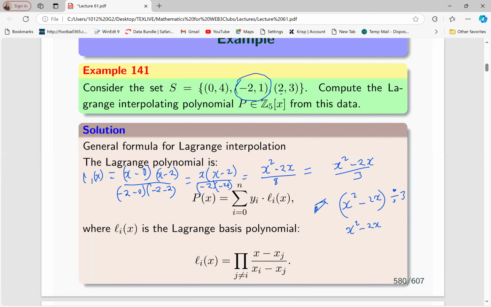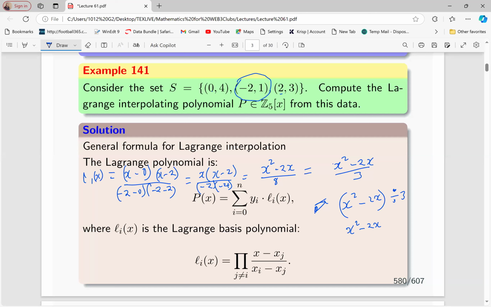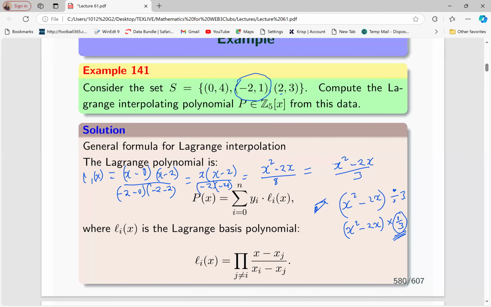Then you multiply by the reciprocal. Multiply by the reciprocal of 3, which is 1 out of 3. So yes, you multiply by the inverse. This is the inverse of 3. So multiply by the inverse of 3.